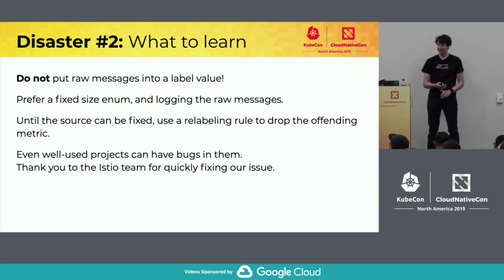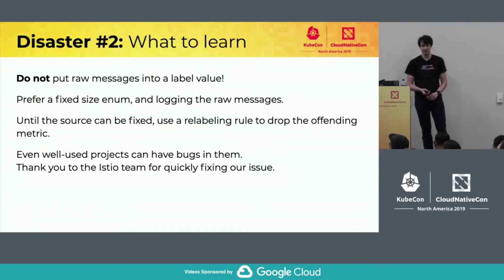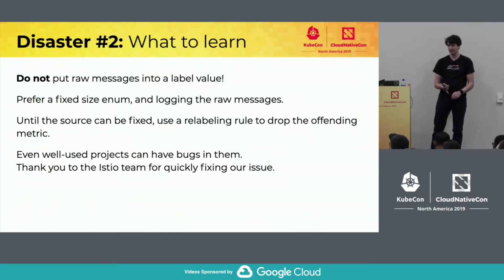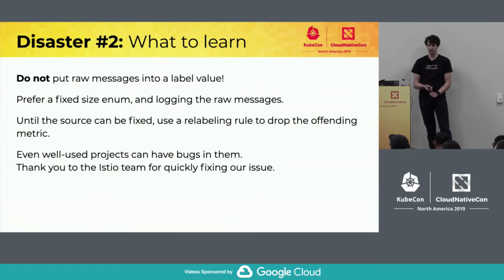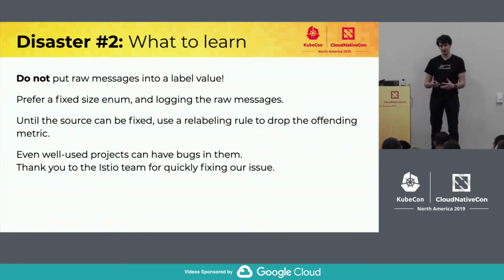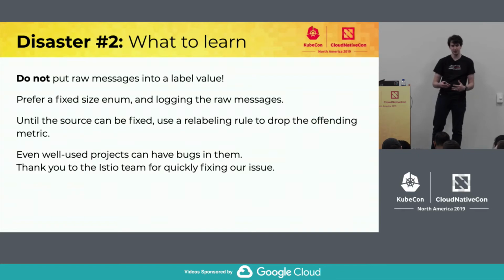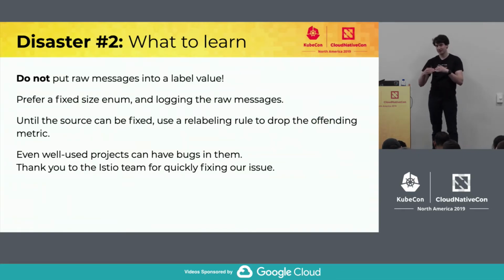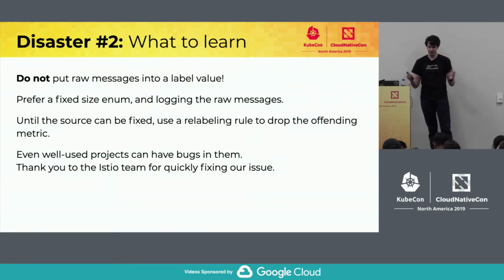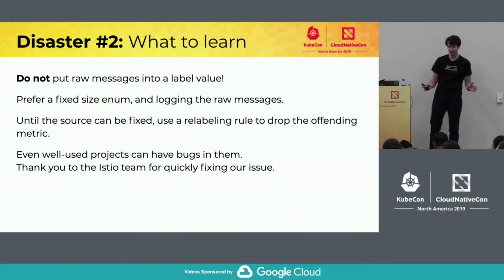The second thing you can do, since it might take a little while to change that, is what I had to do in the meantime: put in a relabeling rule to drop the metric. Once you can identify the metric, put in a relabeling rule and drop the metric. You can't just isolate and drop the specific label, because then multiple series might collapse into one. Not a great situation, so you have to drop the whole thing.